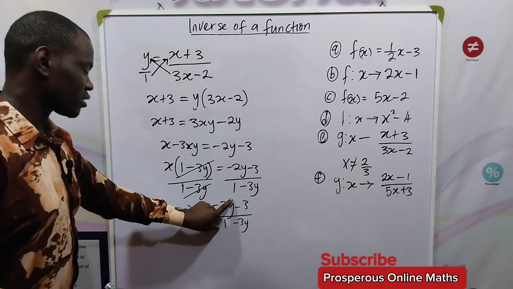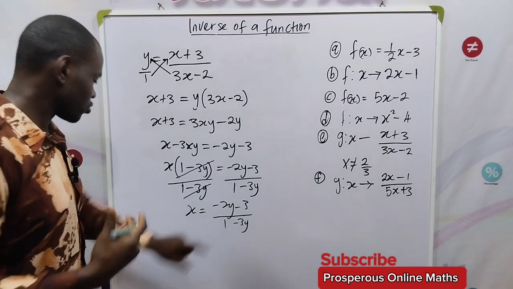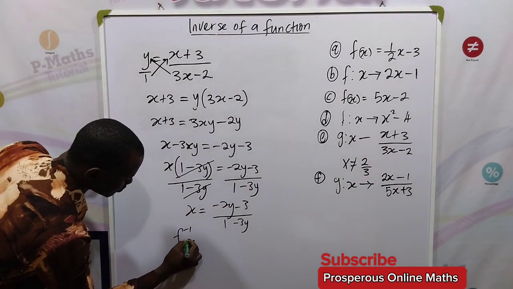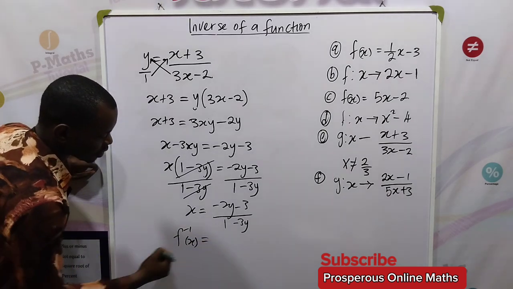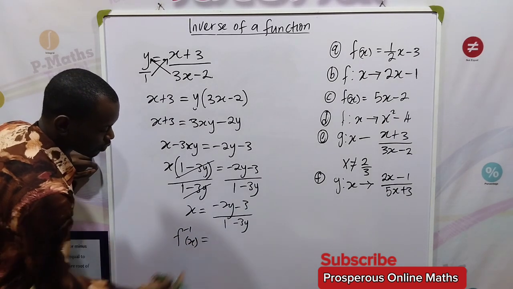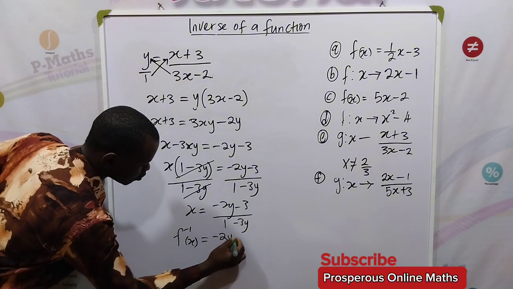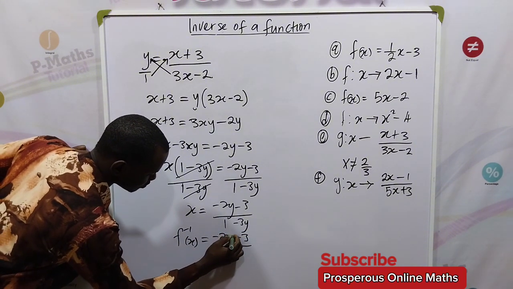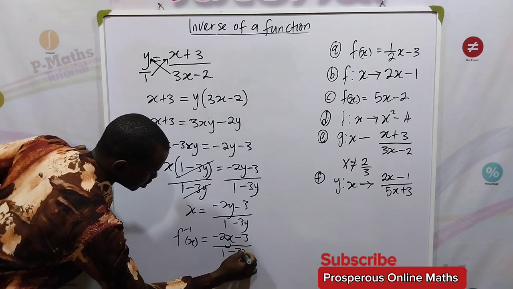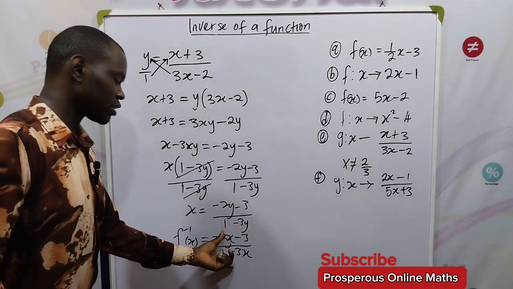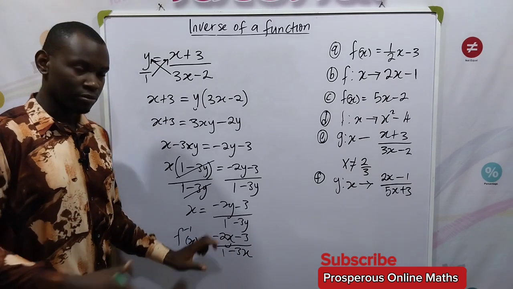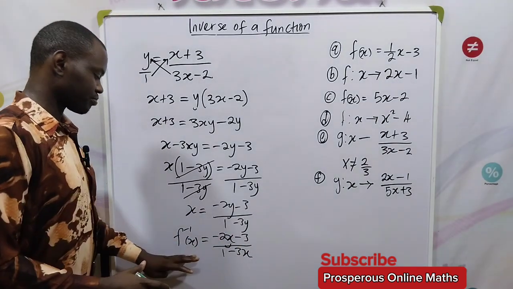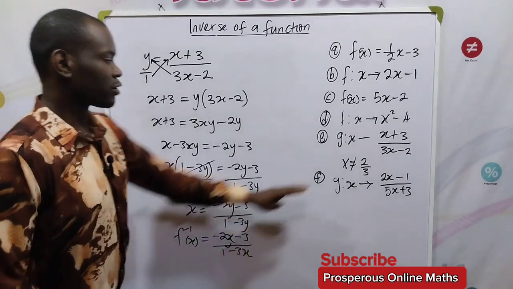Alright, so having achieved this, we are looking for the inverse of the function. So what do we do at last? We say this is f inverse of x. That's the inverse function of x will be, anywhere you have y here, put x. So this is minus 2y minus 3 over 1, sorry, this should be x now, 1 minus 3x. You can equally manipulate something here so that the negative goes inside. But the solution is very correct at this point. And that is it for the inverse of the function for the fifth question.